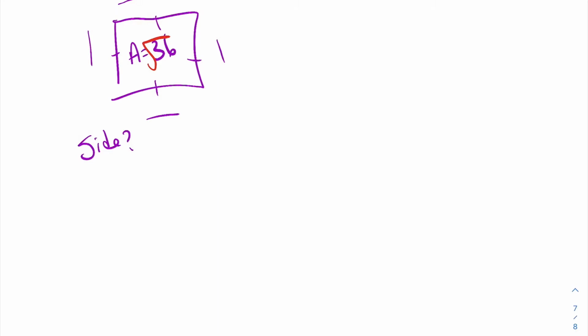And when you square root 36, you know that 6 times 6 is 36. So this side is 6 and this side is 6. Area equals base times height. 6 times 6 equals 36. Awesome. That's the answer right there.